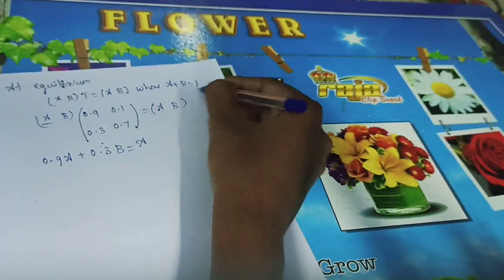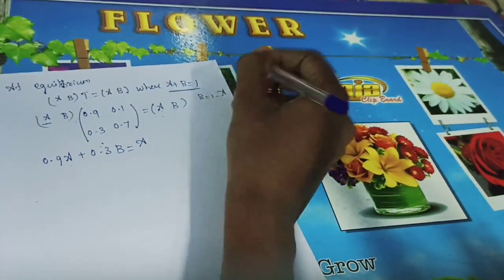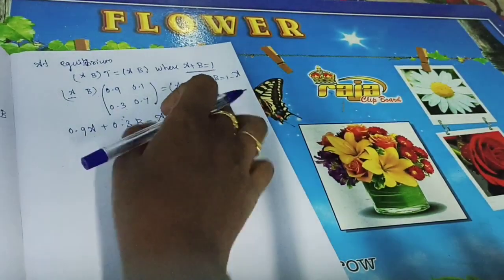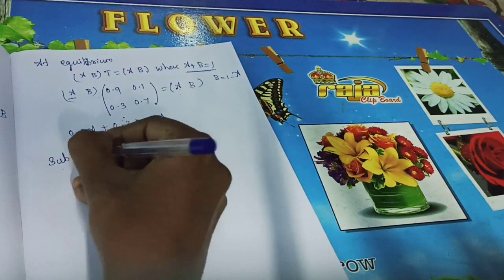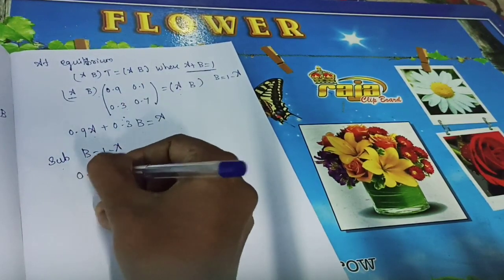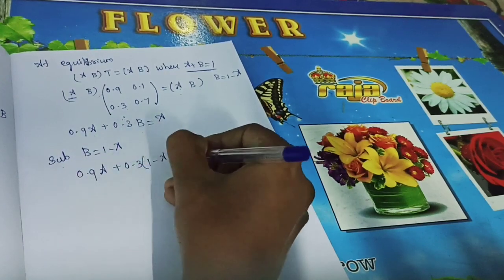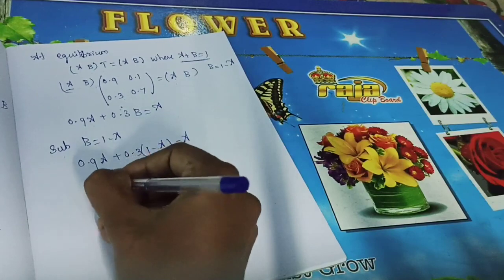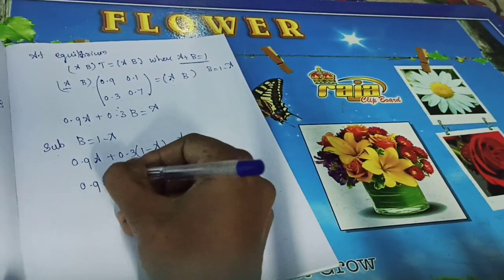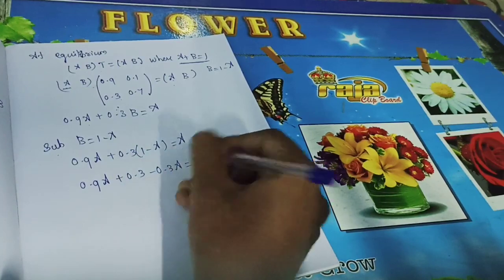For that, from this one, I am going to find the B value. So what will happen? B is equal to 1 minus A. I brought this A to this side. So now substitute B is equal to 1 minus A here. What will happen? 0.9A plus 0.3 into (1 minus A) is equal to A. So 0.9A plus 0.3 minus 0.3A is equal to A.